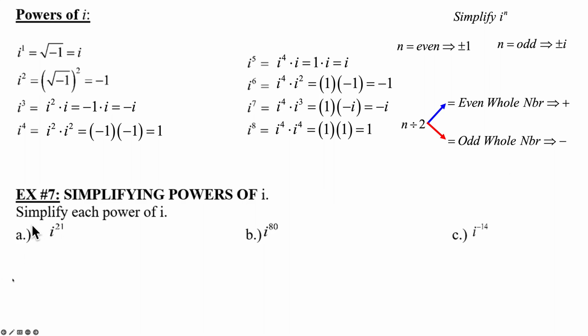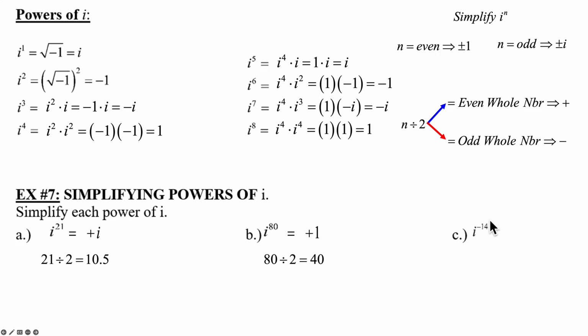So, example down here. i to the 21st power. Okay, 21, that's odd, it's an i. Left some space here to put my sign in. Take the 21, divide it by 2, 10.5. Okay, just want the 10. 10's even, it's a positive. Put a plus sign there. i to the 80th power. That's even, that's a 1. 80 divided by 2 is 40. That's an even. Put a plus sign there.